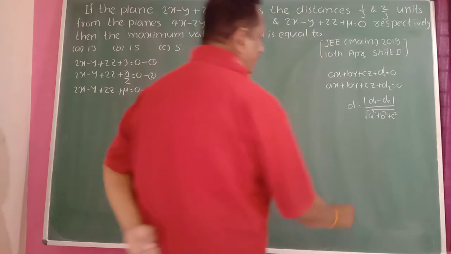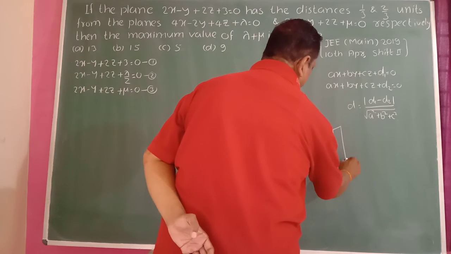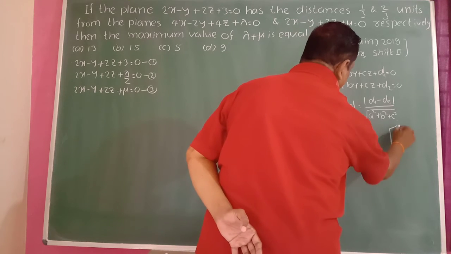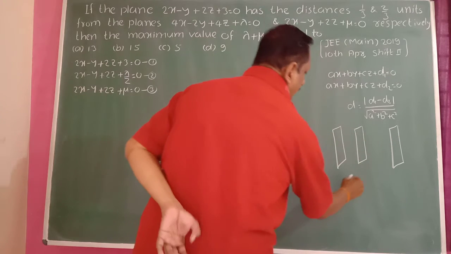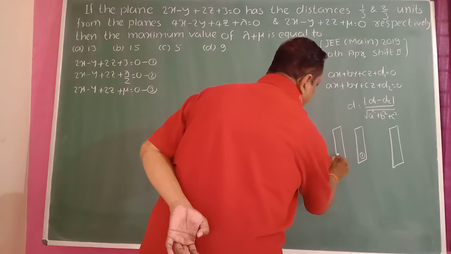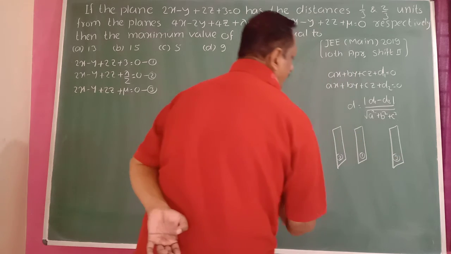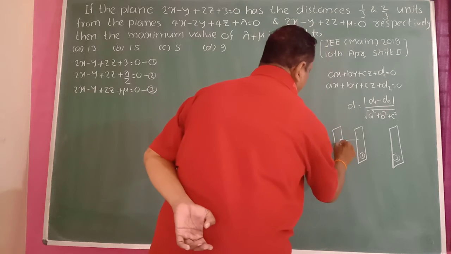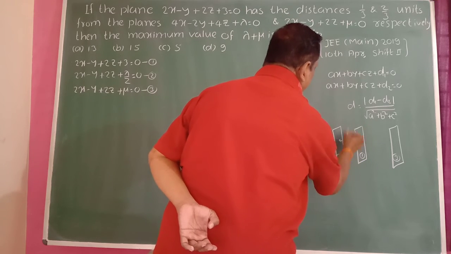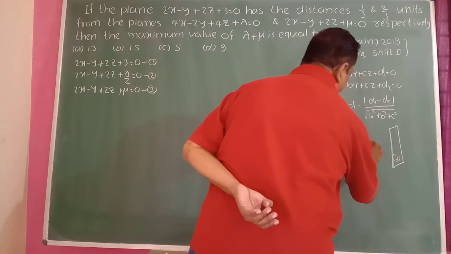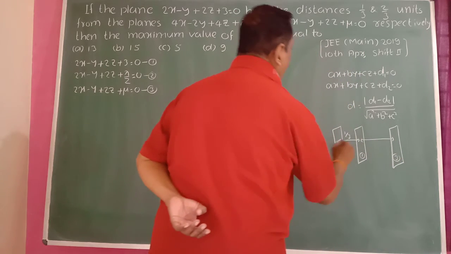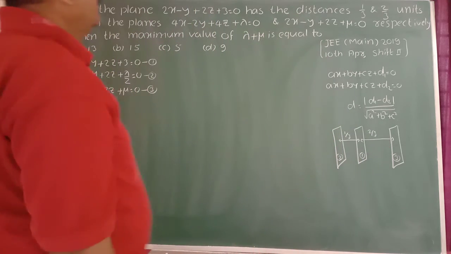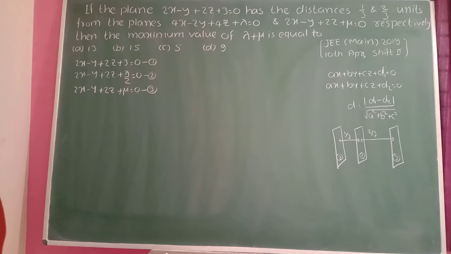Take this one as equation number 3. Means there are three planes here. All these are parallel planes. Consider this the first plane, this the second plane, and this the third plane. The distance between the first and second planes is already given as 1 upon 3. And the distance between the first and the third plane is 2 upon 3. Then what is the maximum value of lambda plus mu?